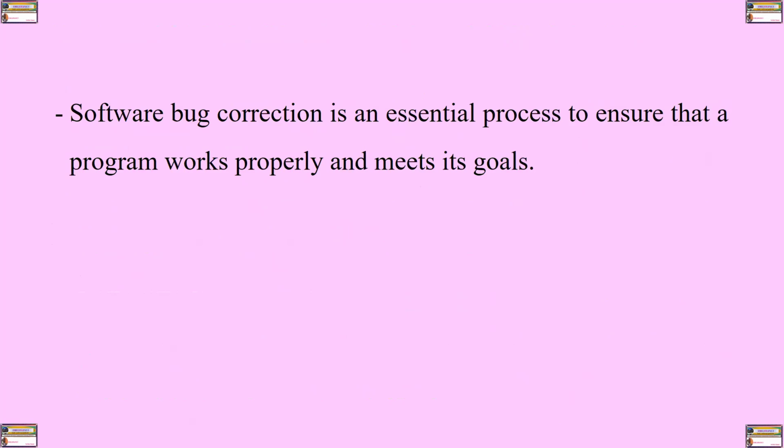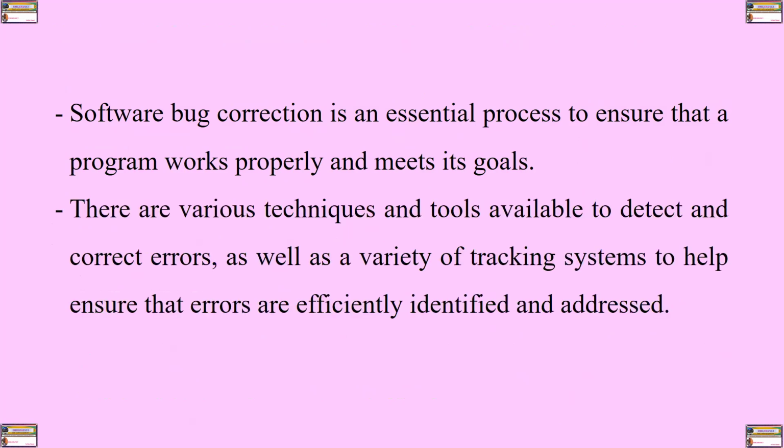Software error correction is an essential process to ensure that a program works properly and meets its goals. There are various techniques and tools available to detect and correct errors, as well as a variety of tracking systems to help ensure that errors are efficiently identified and addressed. And with that, we have come to the end of part 6 of the series. Let's meet in part 7 of the series, in which we are going to learn about program documentation.